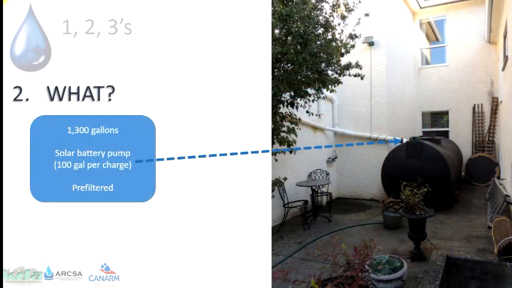When we start answering the question of what, we get into some of the configurations of rainwater systems. This one here is a 1,300 gallon tank. It has a solar battery pump on it that can be hooked up to a garden hose. You see the garden hose sitting on the ground there. There's also a manual spigot at the bottom of the tank. The water comes in through the piping up on the left-hand side and is filtered, though to a certain extent it could use more filtration. And there's an overflow at the back that goes out to the original storm drain connection.